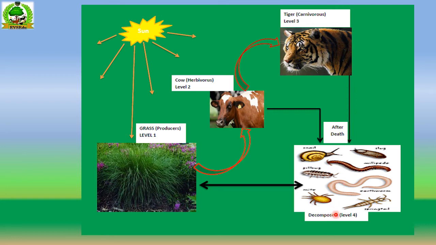Here there is a unidirectional flow of energy, but there is a cycling of matter: what these organisms, or we can say grasses, obtain as their food gets converted back into the soil, and the cycle keeps going on.